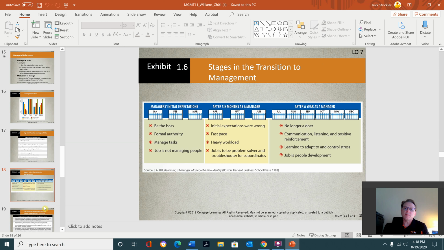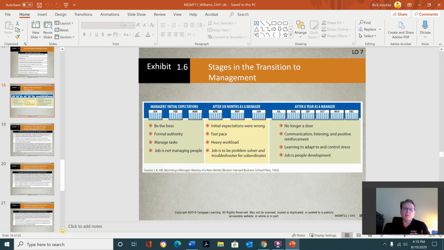Stages in the transition to management. This would be from your entry level position into management. Manager's initial expectations: to be the boss, the formal authority, manage the task. Job is not managing people. After 6 months, initial expectations were wrong, fast pace, heavy workload, job as a problem solver and troubleshooter for subordinates. And then after a year, no longer a doer, communicate, listen, positive reinforcement, learning to adapt to and control stress. Job is people development. Right? That's the whole point of the manager, is to develop your people.